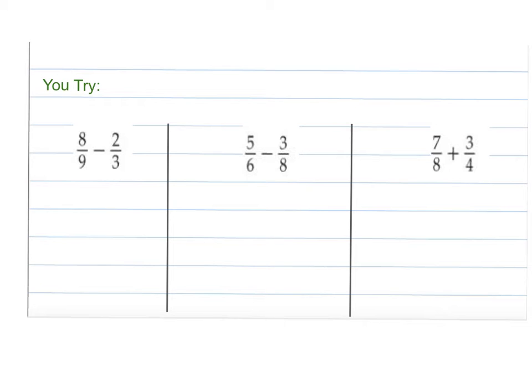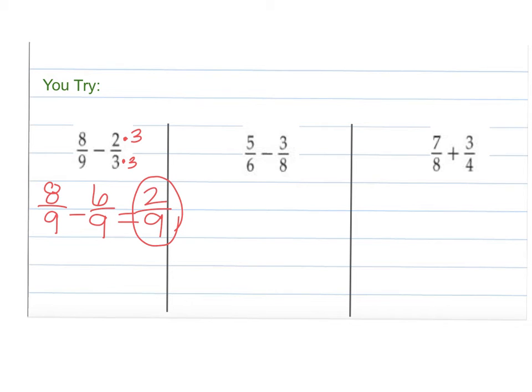I know that 3 can go into 9, so all I have to do is change my second fraction into ninths. 3 times 3 is 9, which means that I'm going to multiply my numerator and my denominator both by 3. So I'm going to rewrite this as 8/9 minus 6/9, and then I just subtract my numerators. So 8 minus 6 is 2. Keep my denominators at 9, so I have 2/9.